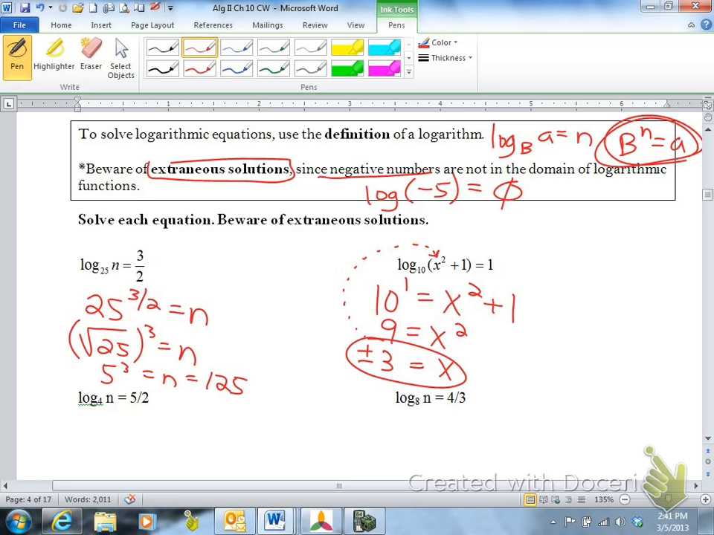Negative 3 is not extraneous. Because when you plug it in, you'd get log base 10 of 10. Negative 3 squared plus 1 is 10, and 10 is positive. Okay, so how about you pause this video and see if you can do the next 3 questions.